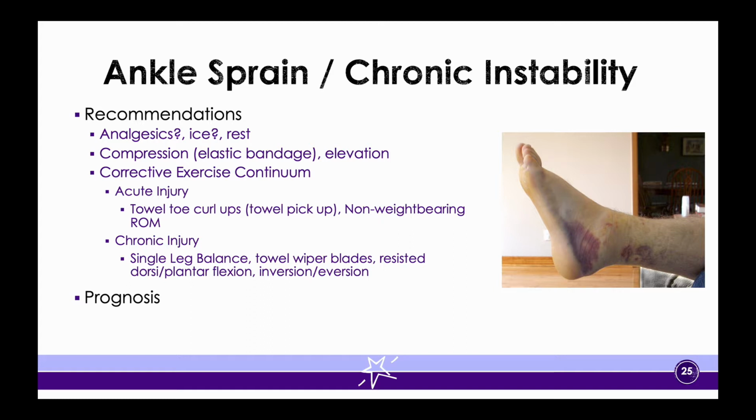The corrective exercise continuum that we have differs on whether you're dealing with an acute injury or a chronic injury. So with an acute injury, things that we would like to do is like the towel toe curl-ups or that towel pickup that we had, perhaps the marble pickups. What it's doing is it's activating all of those stability muscles in order to do that. And so it starts to gain stability around that ankle to help protect it.